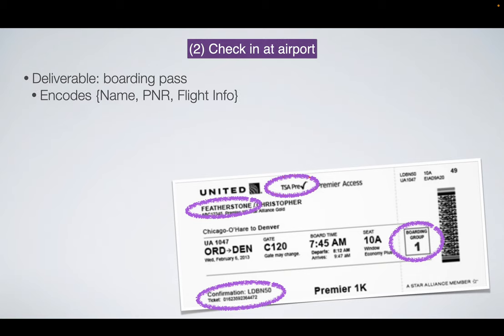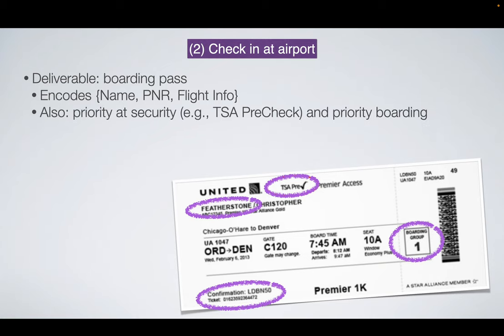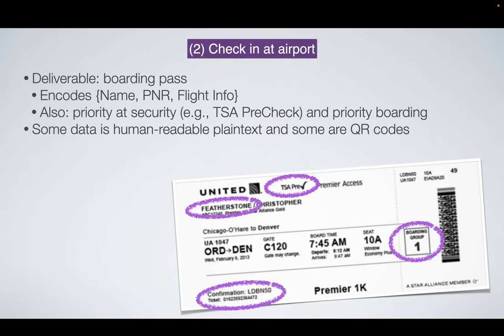Okay, so you have your name, you have your PNR, you have your flight info, and then some other stuff. Some of this data is in barcodes. Some of it is human readable. Why isn't it just a big QR code? So it could be now, I guess, because the people that look at it have the readers. But in general, people want to look at this and know. Like, if you're in boarding group one, they don't want to have to scan a QR code to know it. They just want it printed on the ticket. Or if you show up at the TSA Pre line, they're going to check to make sure that you should be in that line. Then they want to be able to see it without scanning it.